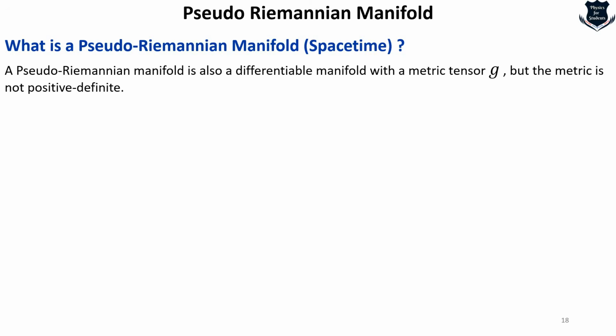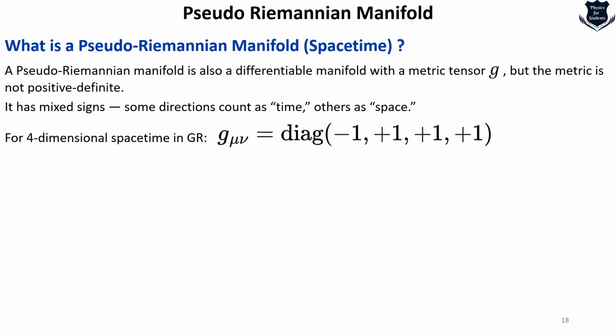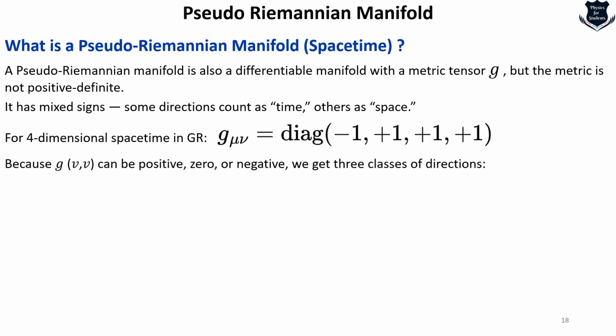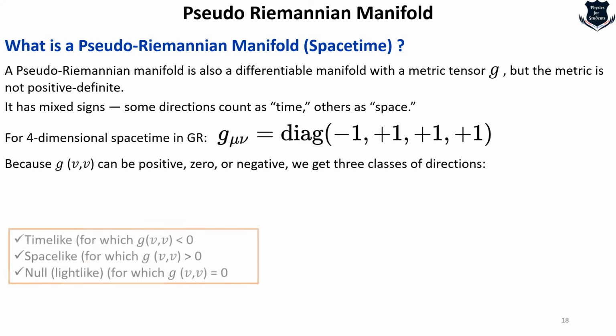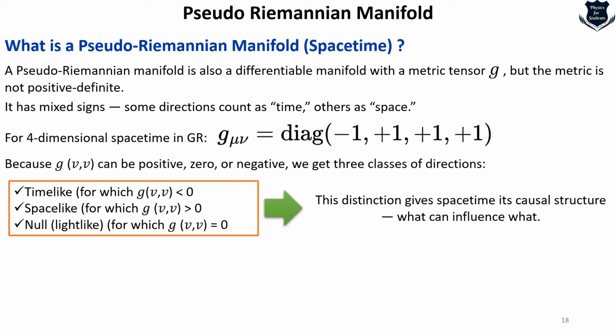A pseudo-Riemannian manifold is also a differential manifold which also has a metric tensor g, but the metric is not positive definite. That means it has mixed signs, both plus and minus. So for a 4-dimensional spacetime, we have this kind of metric. Because g(v,v) can be positive, zero or negative, we get three kinds of directions, which you already know: time-like, space-like, and null-like. All these taken together give a distinction in the causal structure, and what can influence what.